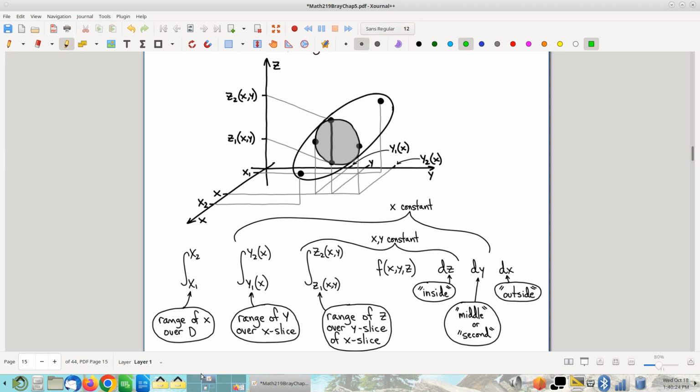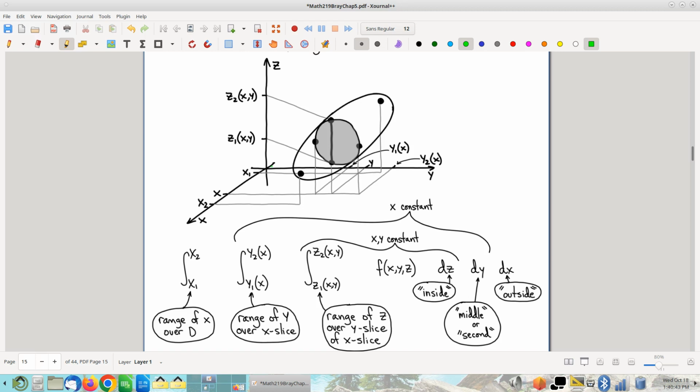So yeah, last time we were talking about how to slice up solids when trying to convert a triple integral into a triple iterated integral, and we went through this process. I'm going to remind you of some of this process. I'm going to go through it quickly since we've done it once before.